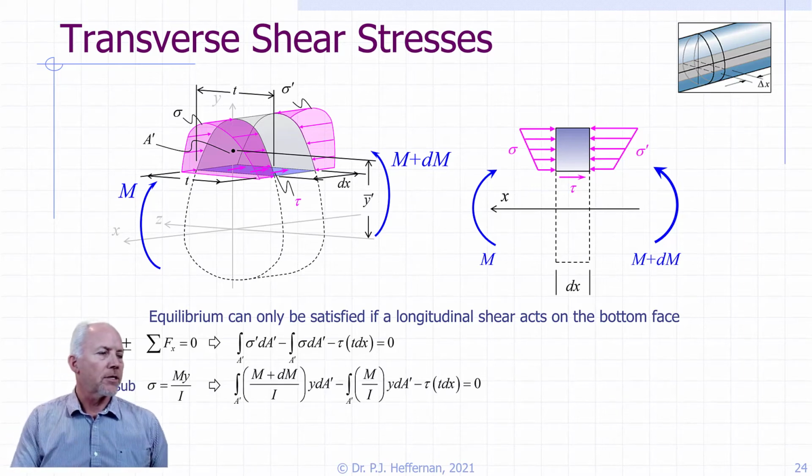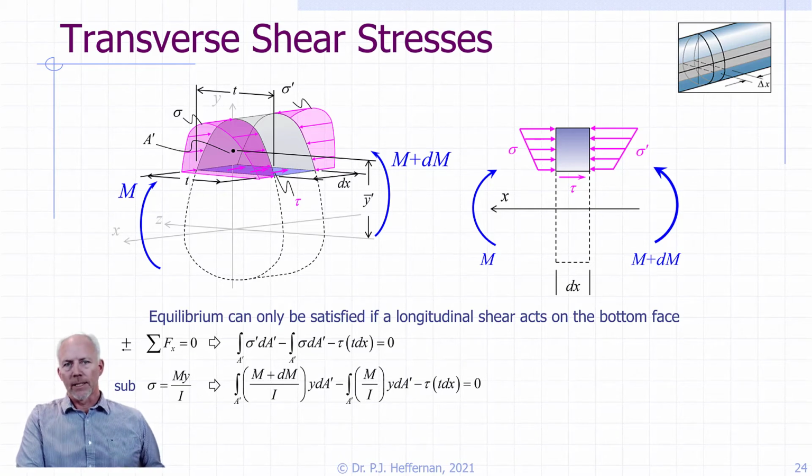Now let's substitute. So we'll take our flexure formula from the last lecture: sigma equals My over I. And we're going to substitute in here. So keep in mind that we have sigma prime, so we need to substitute in M plus dM over I multiplied by y in that term. And then in the next term we have sigma, so we're just going to substitute in M over I times y for that term.